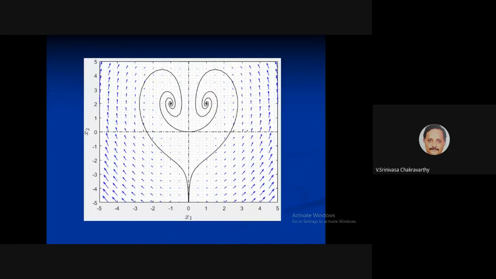Okay, so what we'll do in the next class. Friday's class is not there because it's a public holiday. You can take up some simple examples like this and try out phase plane analysis by yourselves. In Monday's class, I'll take the regular class, but on Tuesday, Sandeep will take a tutorial.